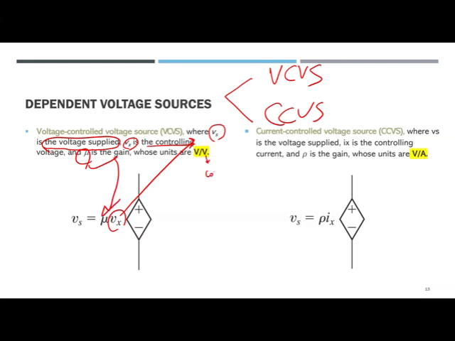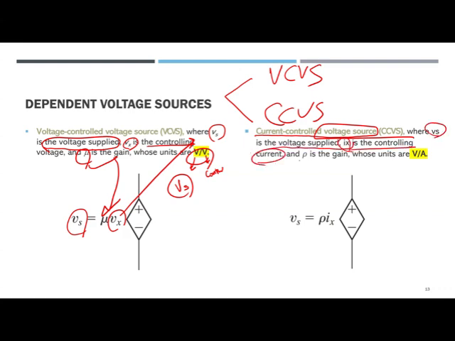This is the control voltage unit. This voltage source is the unit. So the unit being V, V sub S is equal to mu times V sub X. So how about the current controlled voltage sources? Same voltage supply, V sub S, I sub X is the controlling current. Rho is the gain, whose unit is V over A. A is the control part, V is the voltage source. So that was the shape of the diamond, plus and minus.